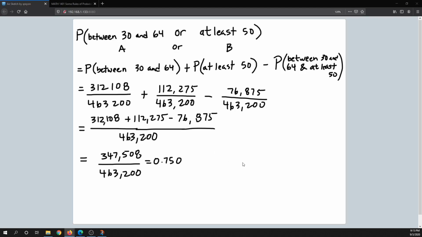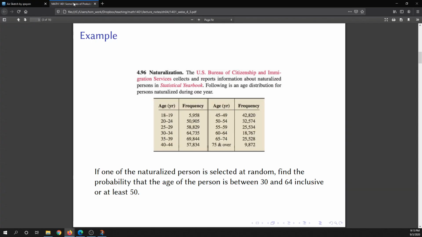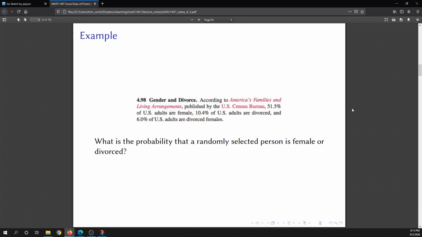So let's take a look at one of those. All right, so I'm going to clear this off, and we will take a look at another example. All right, and that's example 4.98. Okay. All right, it says gender and divorce. It says, according to America's Families and Living Arrangements published by the U.S. Census Bureau, 51.5% of U.S. adults are female, 10.4% of U.S. adults are divorced, and 6% of U.S. adults are divorced females. What is the probability that a randomly selected person is female or divorced?